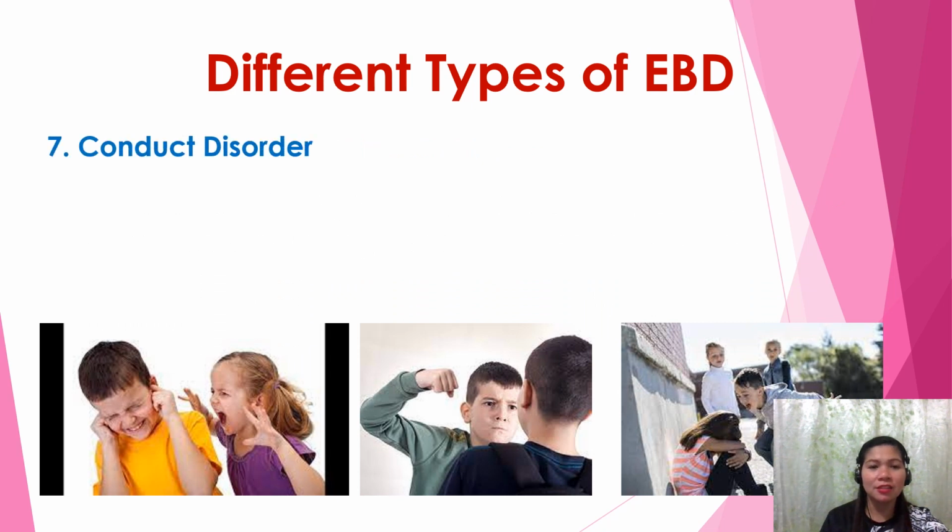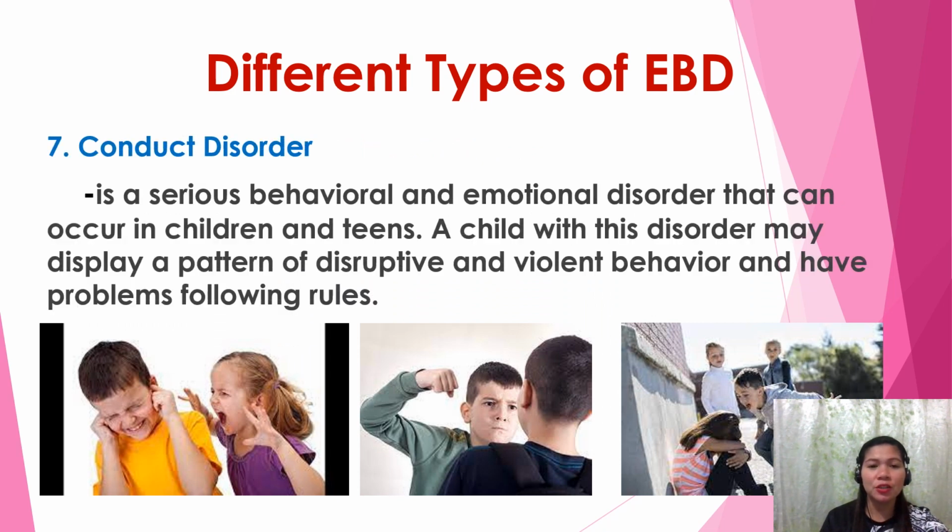Seventh is conduct disorder. It is a serious behavioral and emotional disorder that can occur in children and teens. A child with this disorder may display a pattern of disruptive and violent behavior and have problems following rules.